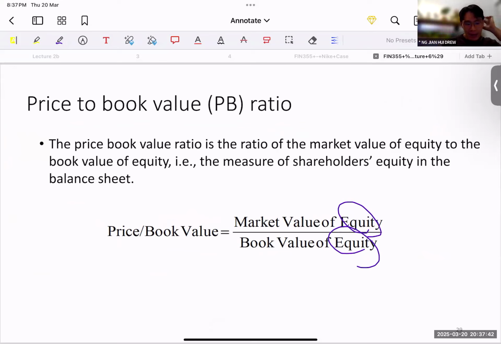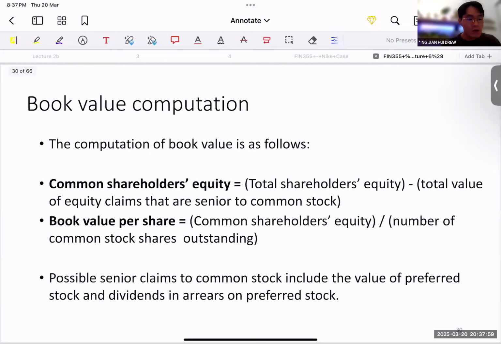So the price to book value ratio is the ratio of market value of equity divided by book value of equity. So it measures the shareholder equity on the balance sheet. Okay. Because equity on the balance sheet can be a bit confusing to calculate, let me show you how to calculate the basic form, right?